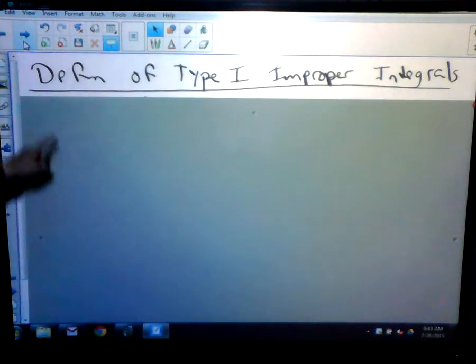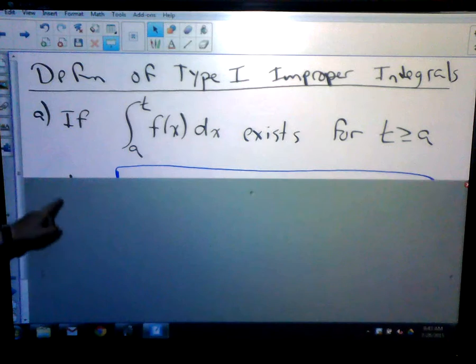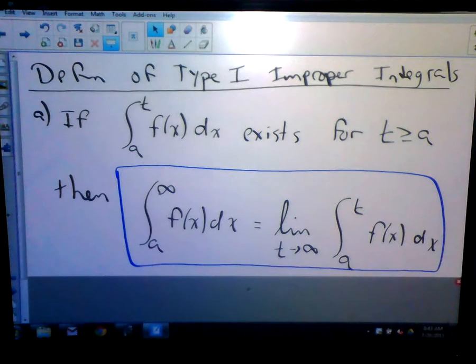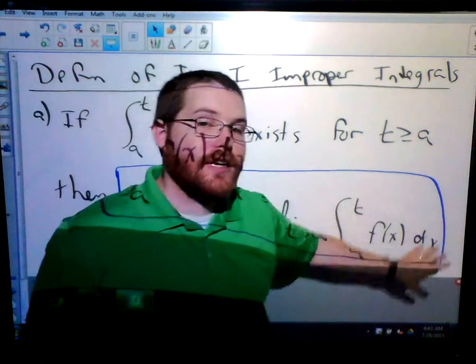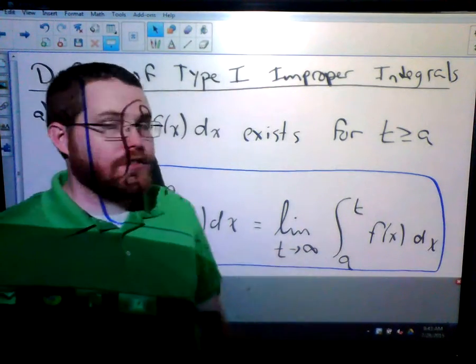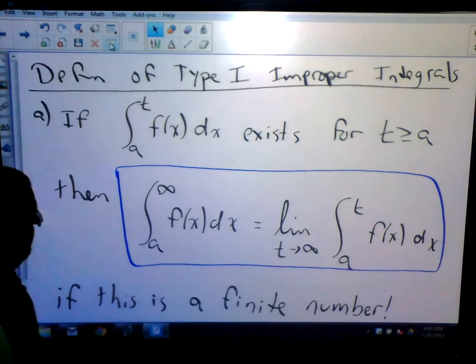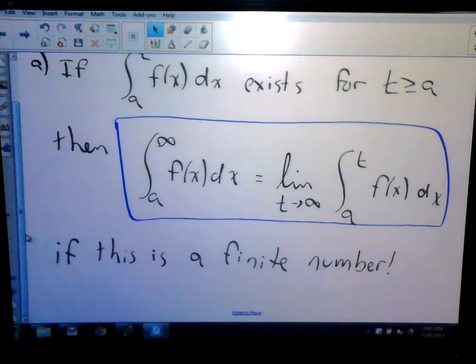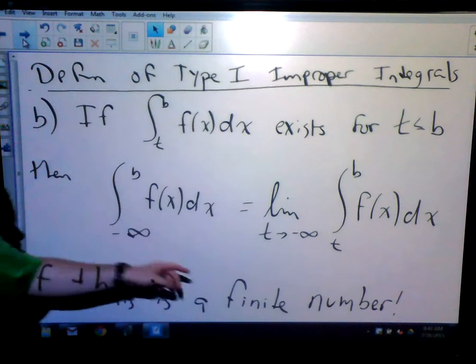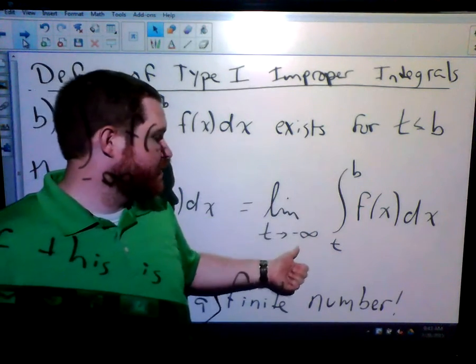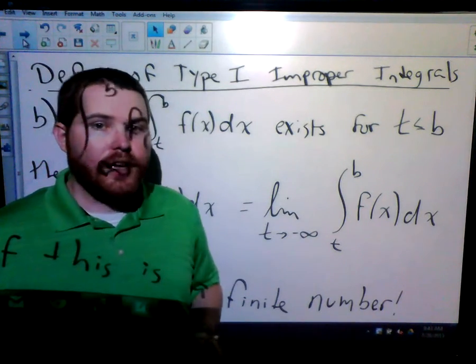Type 1 improper integrals have an infinity in it. So how do we do this? Well, we replace infinity with t, integrate, and then take the limit as t goes to infinity. This also works going the other way. I could go from negative infinity to a number. So go from t to that number, and then the limit as t goes to negative infinity. It works either way.